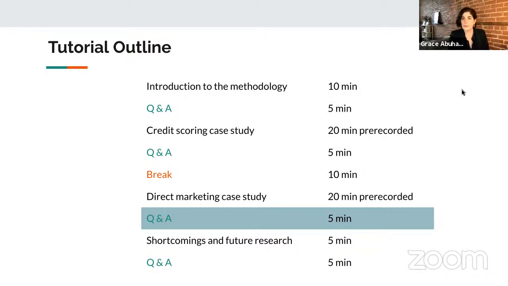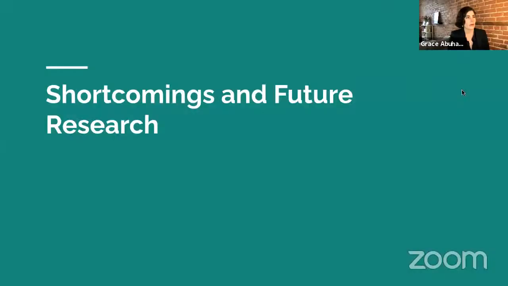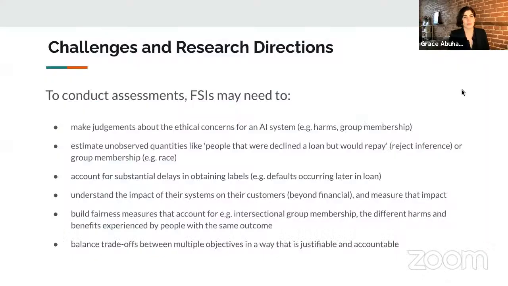Great. We're running a little bit tight on time, so I'll go ahead and just speak briefly to the future research aspect, and then we can continue to answer questions in the chat. So as I mentioned at the start of the presentation, our goal here was to show some of the challenges that we faced in taking theoretical work into the applied context. Here we've identified some areas for further research based on what we think banks might need to conduct better assessments.